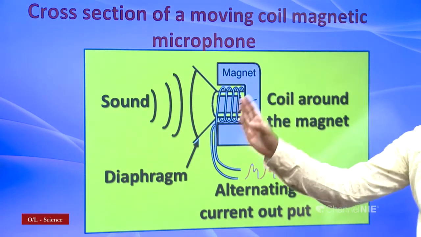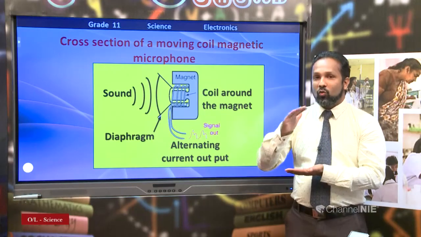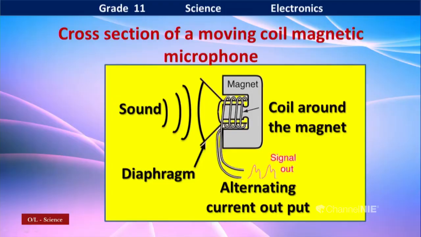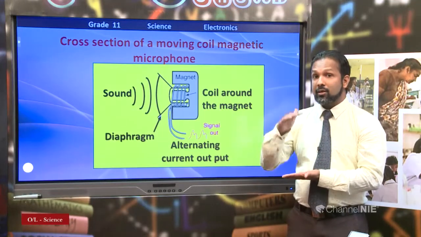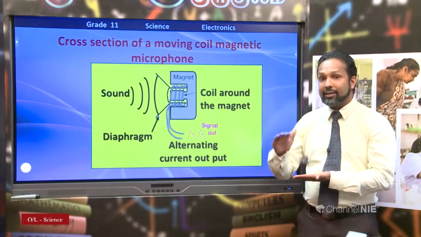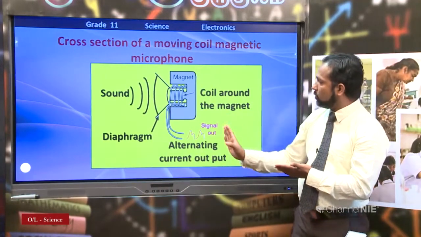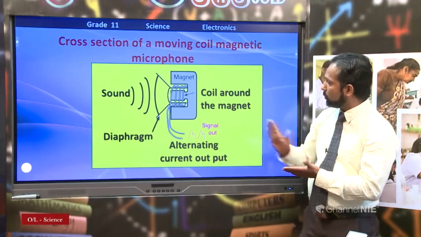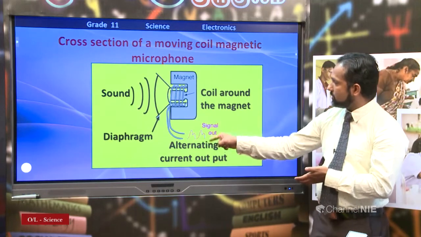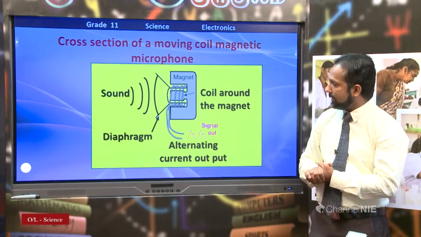Why is that? This moving coil is placed in a magnetic field. As you learned earlier, when a conductor is moving near a magnetic field, an induced electromotive force or induced current is generated. According to Faraday's electromagnetic induction and Fleming's right-hand rule, we can find out the direction of that induced current. So here, sound waves will be converted into alternating current as output voltage. You can see the signal output. This is a sinusoidal wave. These waves represent an alternating current, right?